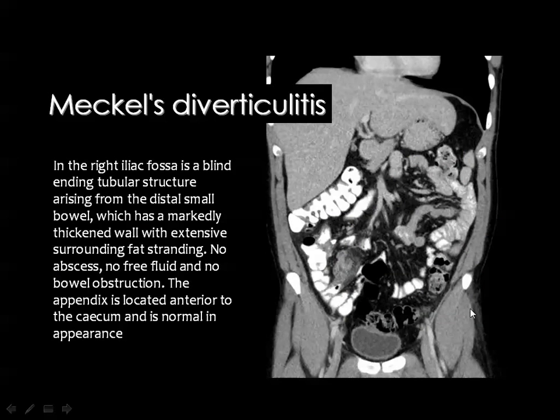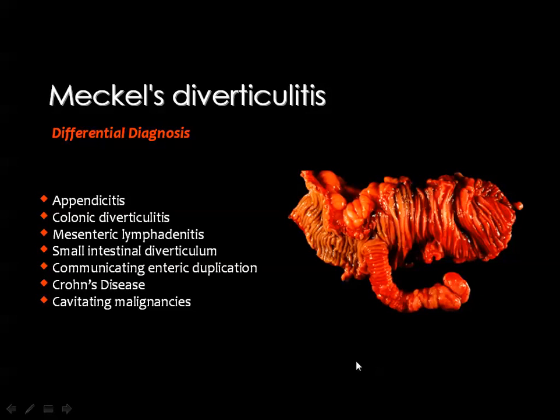This is a coronal reformatted CT image with oral and intravenous contrast media showing the site of a Meckel's diverticulum, which is inflamed. And you know, the inflammation is shown by the obliteration of the diverticulum lumen and the stranding or smudging of the peridiverticular fat planes.